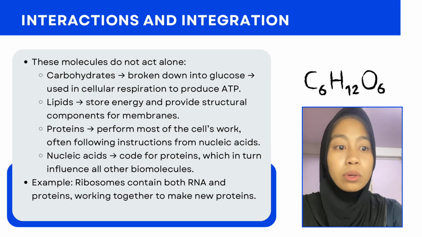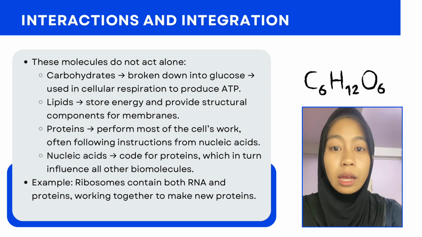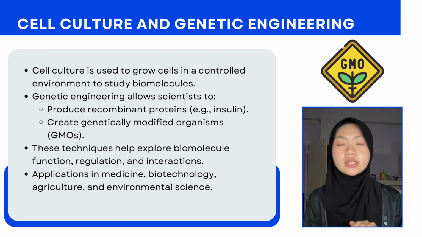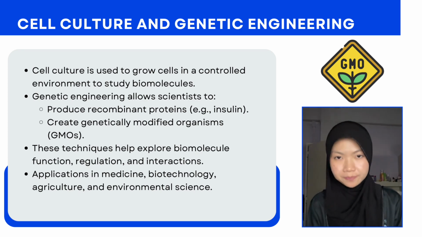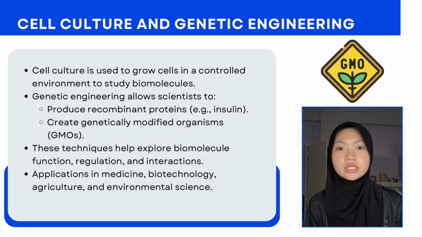Example: ribosomes contain both RNA and protein working together to make new proteins. Cell culture and genetic engineering. Cell culture is used to grow cells in a controlled environment to study biomolecules. Genetic engineering allows scientists to produce recombinant proteins such as insulin and create genetically modified organisms.